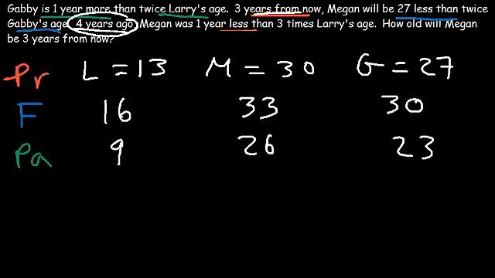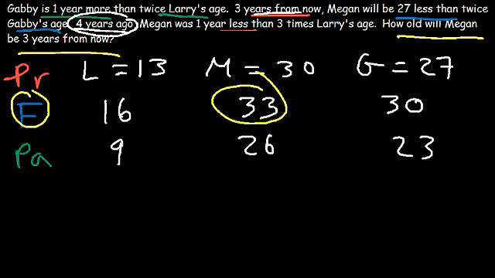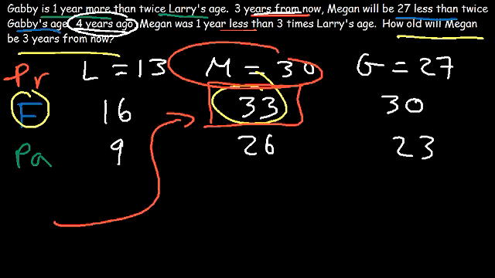So we have everything now. Now we could find the answer to the question. So what are we looking for in this problem? What is the answer? The question is this: how old will Megan be 3 years from now? So that question, does it pertain to the past, the present, or the future? It's 3 years from now, so that's the future. So Megan is going to be 33 years of age 3 years from now. Right now, at the present, she's 30, but 3 years from now, she'll be 33. So 33 is the answer to the problem.